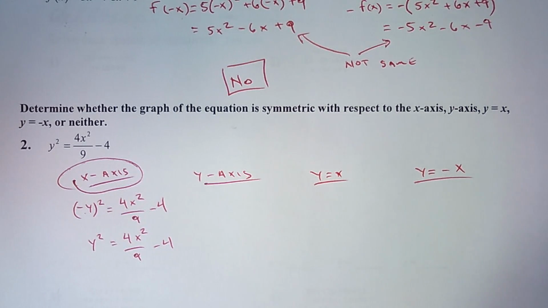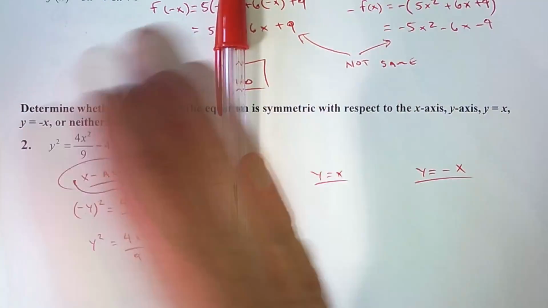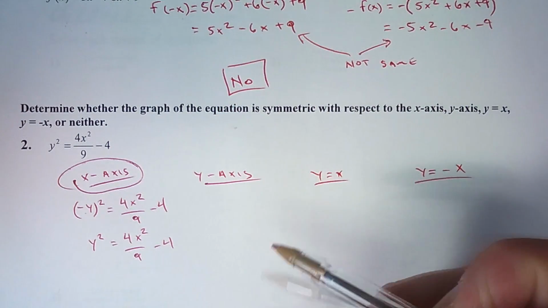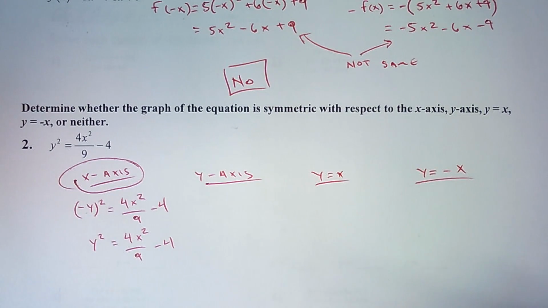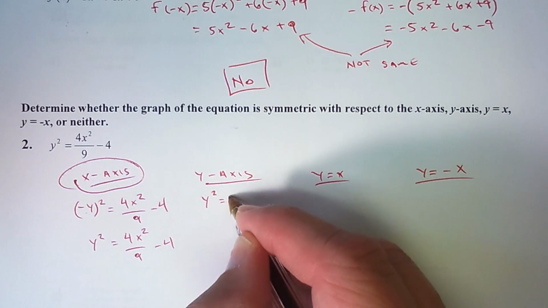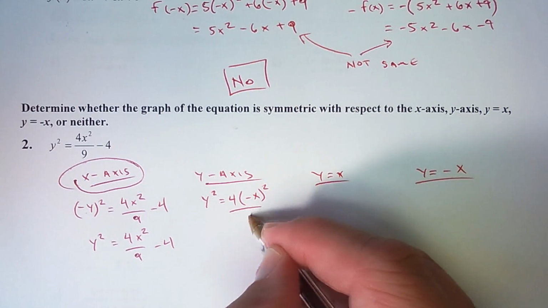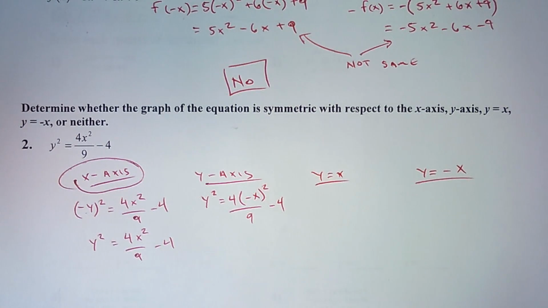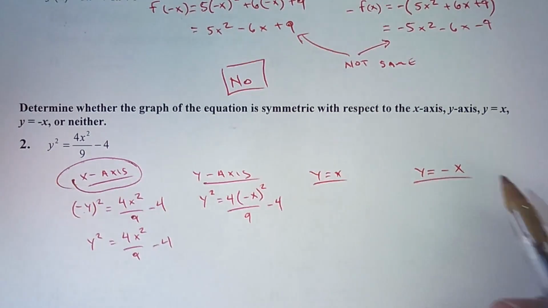If there's symmetry about the y-axis, then we know that this function could flip horizontally over the y-axis. And if that's the case, then for every x, the opposite of x would also exist. So we can say y squared equals 4 times the opposite of x squared over 9 minus 4. Can we algebraically make that equal the original?